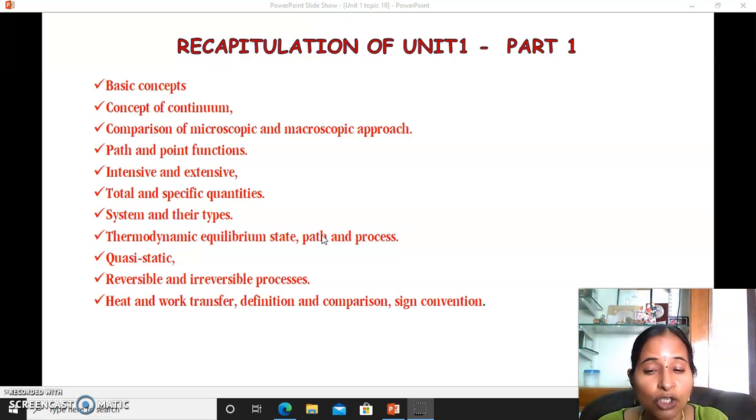Their differential is not exact like other properties. Thus they are called inexact differentials, and they are represented with del q and del w, whereas other properties are expressed in terms of dp, dt, that is, exact differentials. So T2 minus T1 could be found out, but Q2 minus Q1 cannot be found out. Since they are inexact differentials, only Q1 to 2 could be found out.